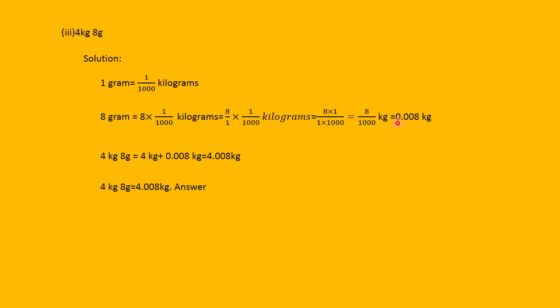So you will write 0.008 kg. Now 4 kg plus 8 grams: the answer in terms of kilograms is 0.008 kilograms, and both are kilograms now, so you can easily add them. So 4.008 kilograms. So 4 kilogram 8 grams is equal to 4.008 kilogram is the answer.